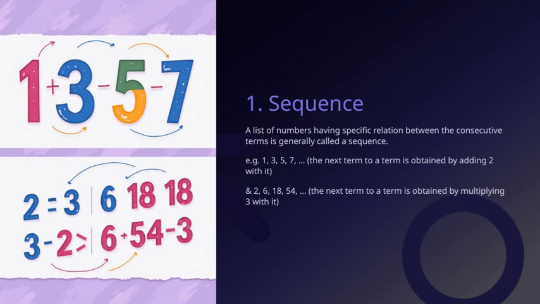Now compare that to the second example: 1, 3, 5, 7. Here, instead of multiplying, we add 2 to get the next term. Both examples illustrate different kinds of relations between consecutive numbers. This brings us to an important point. A list of numbers like this, where each term is connected to the one before it through some rule or relation, is called a sequence.